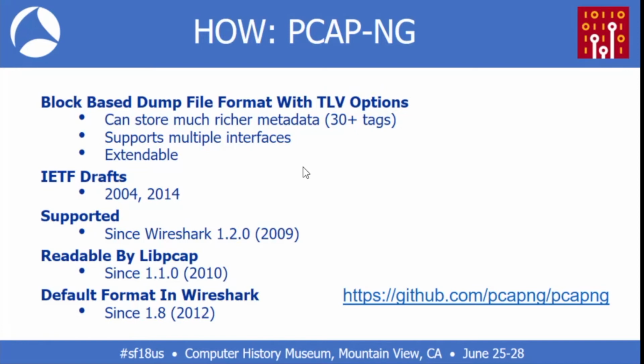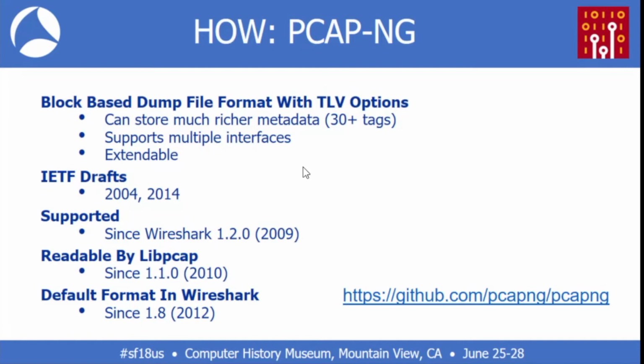So if you're doing a capture, say, on your laptop, and you're capturing from the loopback interface and the wireless interface and the wired interface, you store it in PCAP-NG, you'll be able to tell which packets are on which interface. And it's extendable. So there are vendor extensions, and there's a working group who actually add stuff to it all the time. There's been a couple of IETF drafts going back to 2004, and another one in 2014. As far as I know, it wasn't accepted as an RFC, but there were published documents about this stuff. It's been supported in Wireshark since 2009, version 1.2.